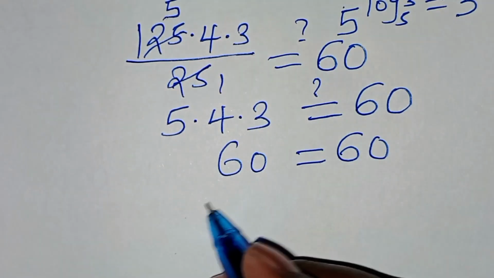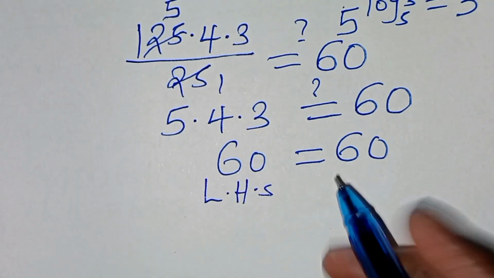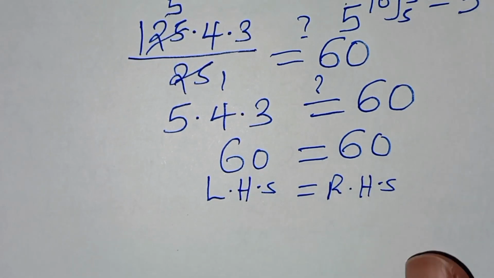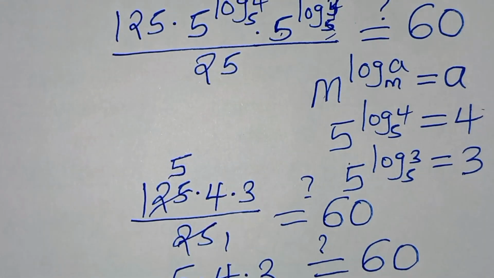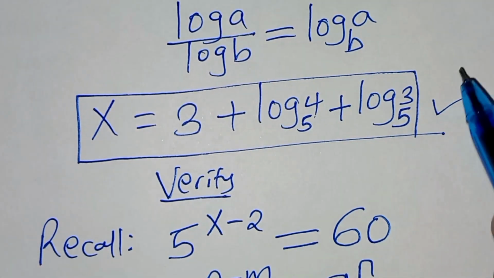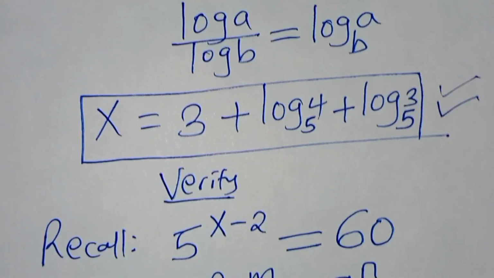So this implies that the left hand side is equal to the right hand side. So this implies that the value of x, which is 3 plus log 4 to base 5 plus log 3 to base 5, actually satisfies the equation.